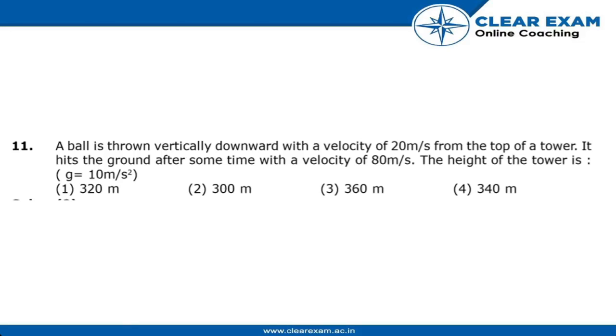A ball is thrown vertically downward with a velocity of 20 meters per second from the top of a tower. It hits the ground after some time with a velocity of 80 meters per second. We have to find the height of the tower. We are also given the value of g as 10 meters per second square.